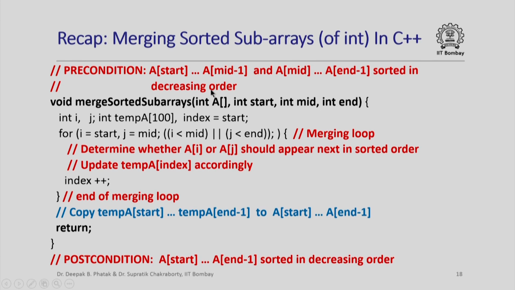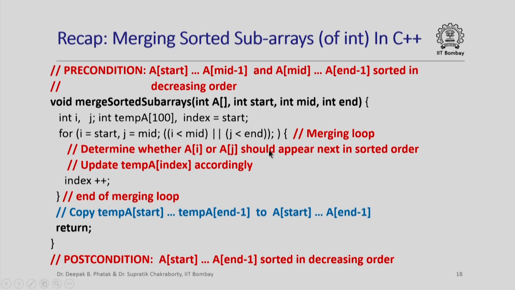So, here is how our C++ program for merging sorted subarrays of integers looked. We basically had a merging loop in which we determined whether an element from the first sorted subarray or the element from the second sorted subarray should appear next in the overall sorted array, and then once we have determined which sorted subarray the element should come from, we simply copied that element to this temporary integer array temp A, and at the end of it we copied all the elements from temp A, which are already sorted by now, to the array A.